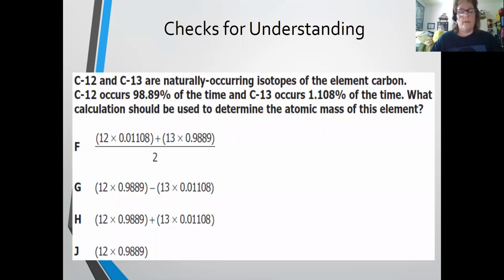All right, checks for understanding. Let's look at this. Now, C12 and C13 are naturally occurring isotopes for the element carbon. C12 occurs 98.89%. Again, so carbon 12 is the one that makes up the most of your average atomic mass. And C13 occurs only 1.108%. What calculation should be used to determine the atomic mass of the element? So really, they just want, what's your formula going to look like when you fill in the numbers? Which one would be the correct one? And hopefully you chose letter H. These two look almost identical, except you got to be careful. You got a minus sign here, you got a plus sign there. We want to add them together, so it's H.